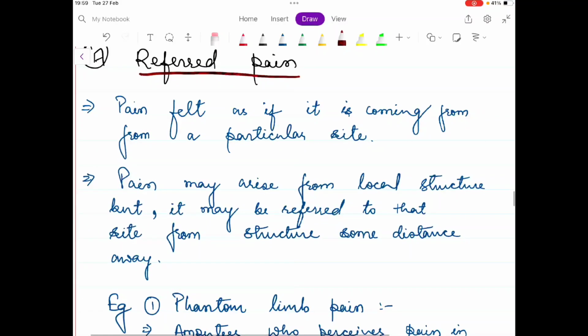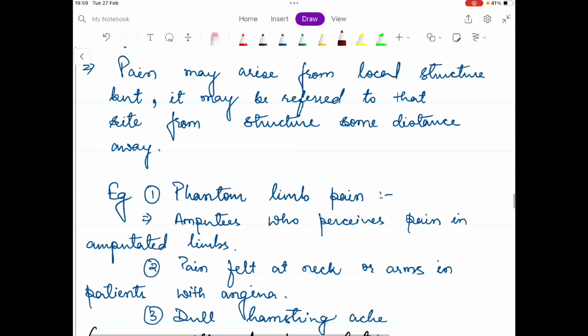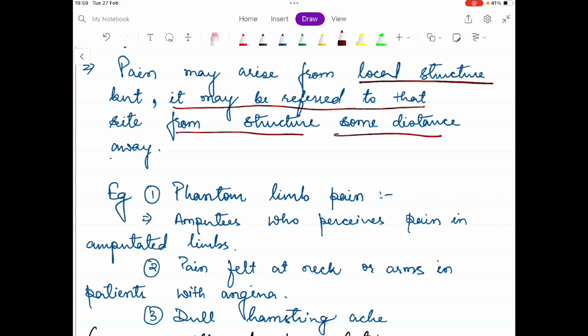In referred pain, pain is felt as if it is coming from a particular site. It can arise from the local structure, but it may be referred to that site from a structure some distance away. For example, a patient can feel a pain in the calf, but the source of that pain could be in the lumbar region.